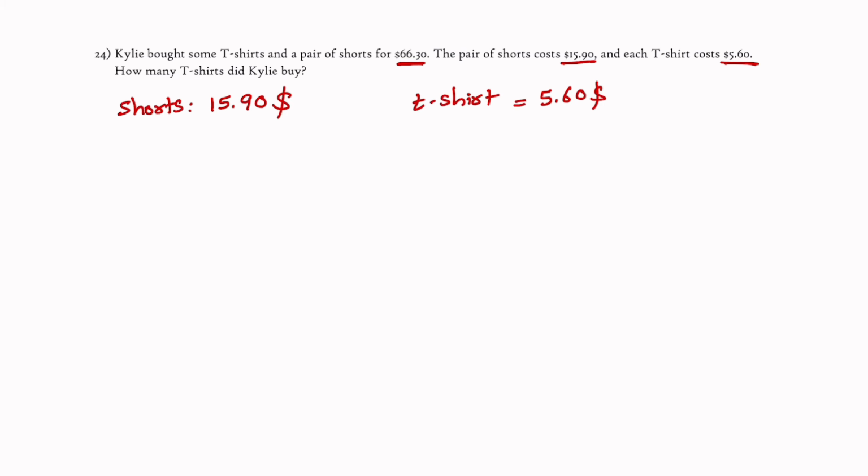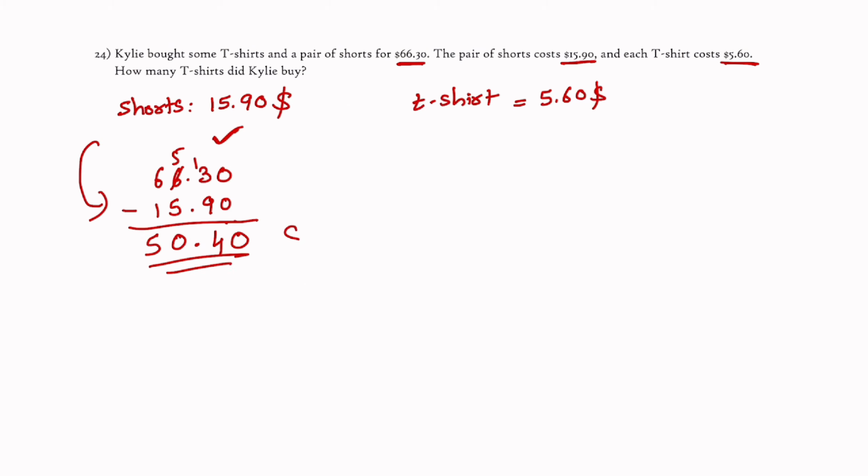So we know that she bought one pair of shorts. That's given. But we don't know how many t-shirts. What are we supposed to do? How do we find out the number of t-shirts? It is clear that it's not one t-shirt. It is more. First thing, because it is just one pair of shorts, we will take out that amount from the total amount. The total was 66.30 and we subtract the amount for the shorts here, which turns out to be 50.40. That's the amount of money that she has spent on t-shirts.